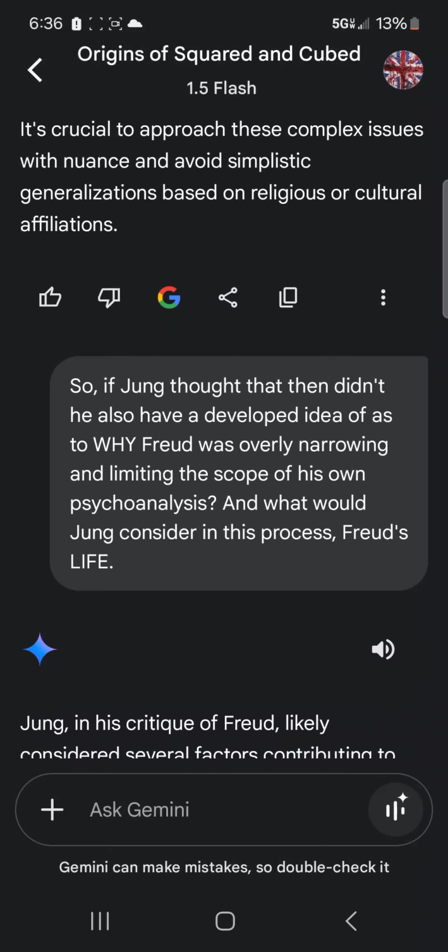So, if Jung thought that, then didn't he have a developed idea as to why Freud was overly narrowing and limiting the scope of his psychoanalysis? And what would Jung consider in this process Freud's life?